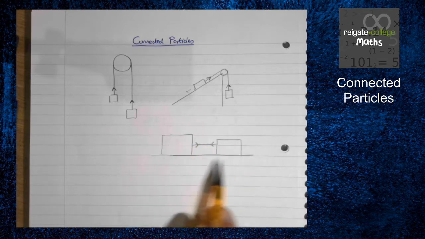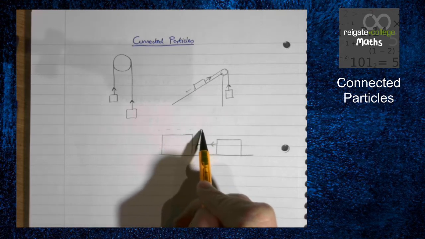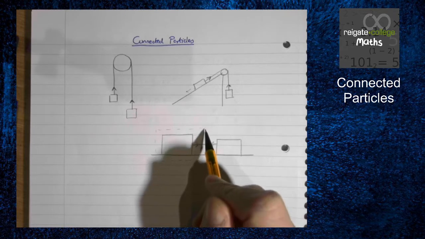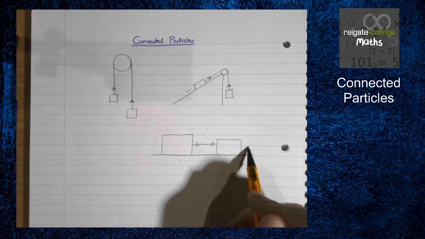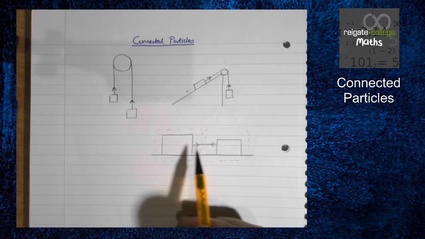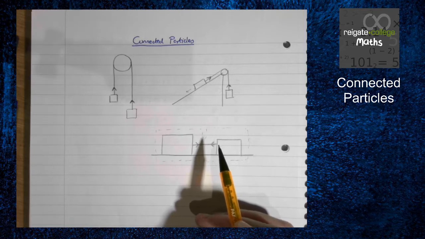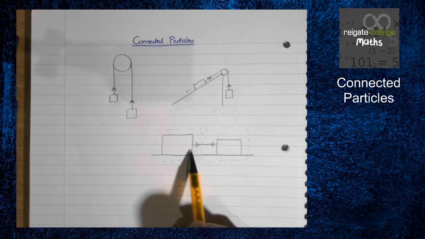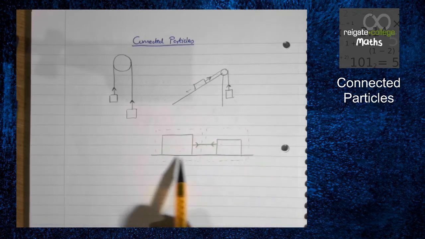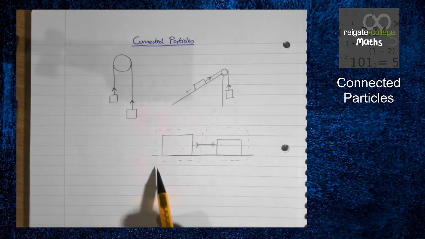Now, very typically you will consider one of the particles or maybe the other one, depending on what you're trying to work out. But if we don't know the tension and we're trying to work it out, or we just want to ignore it entirely, we would consider the whole thing as one giant particle, because the tensions are the same, so they cancel out.